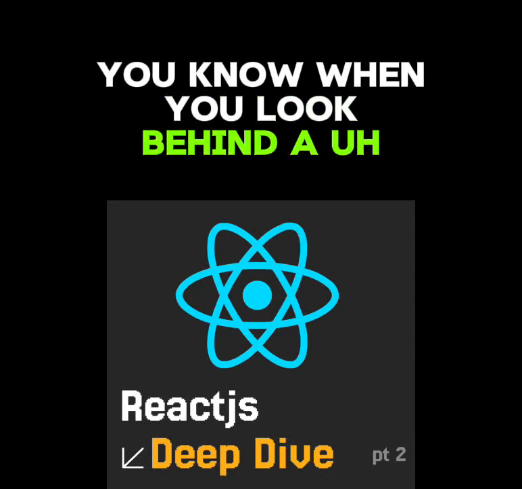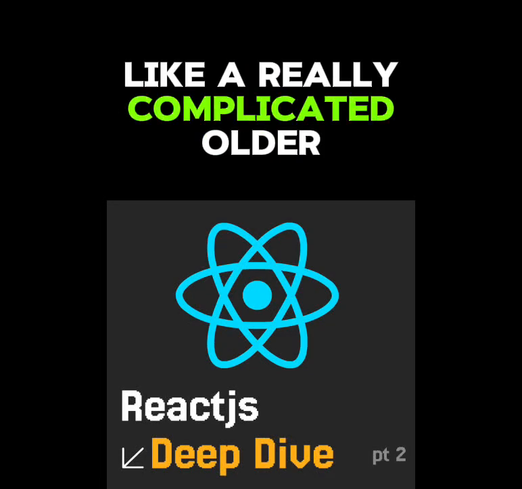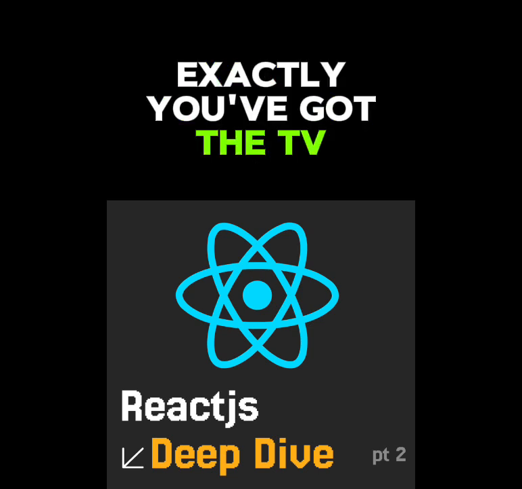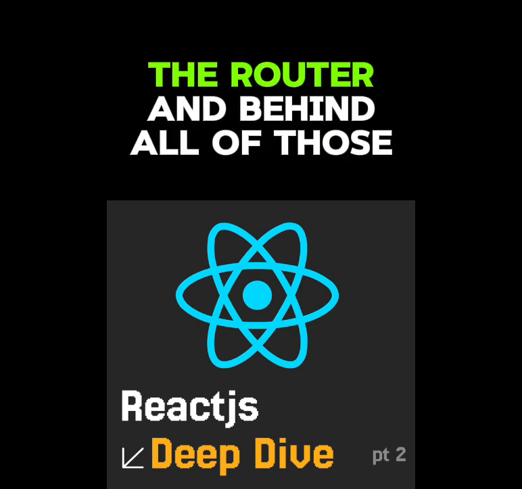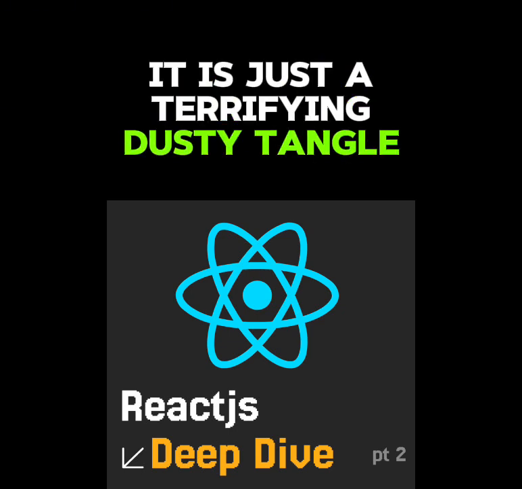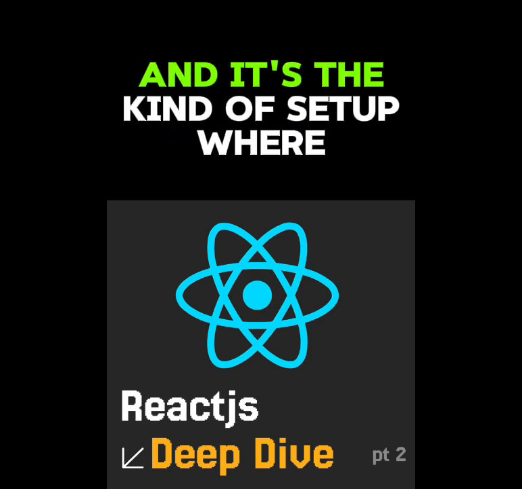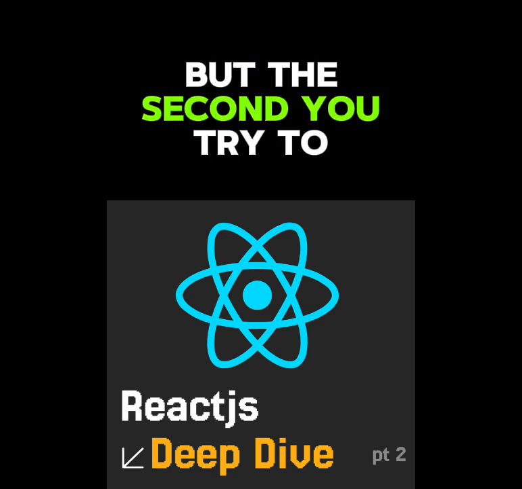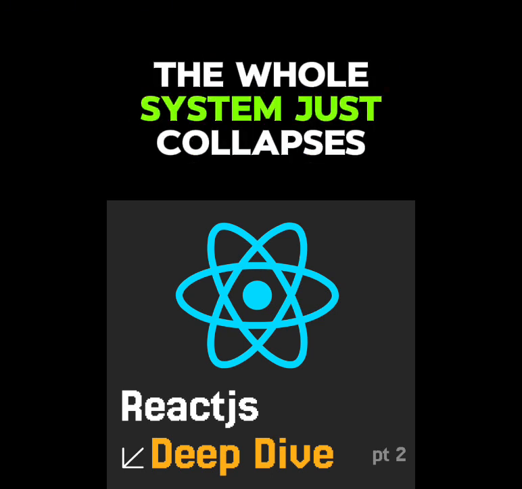You know, when you look behind a really complicated older entertainment center. Oh, yeah. The rat's nest. Exactly. You've got the TV, the gaming console, the sound system, the router, and behind all of those expensive screens, it is just a terrifying, dusty tangle of black wires. Right. And it's the kind of setup where it functions in the short term, but the second you try to upgrade a single component, the whole system just collapses.